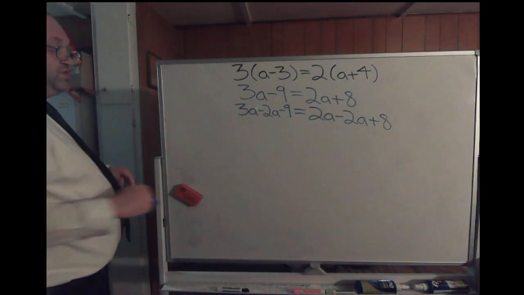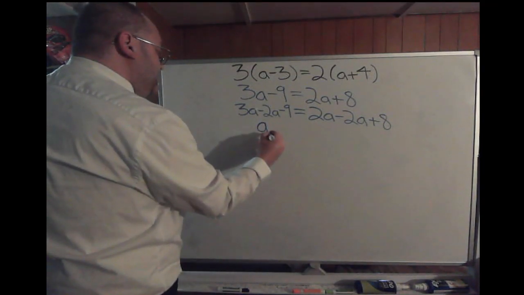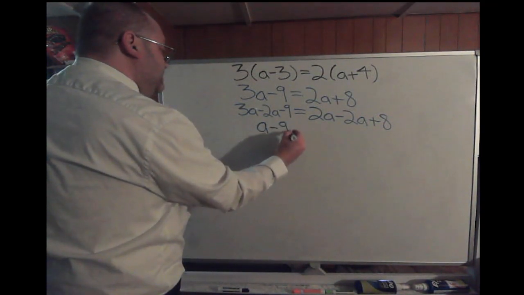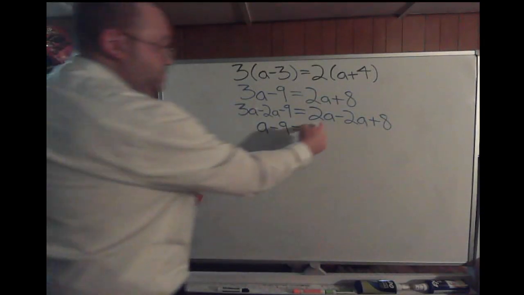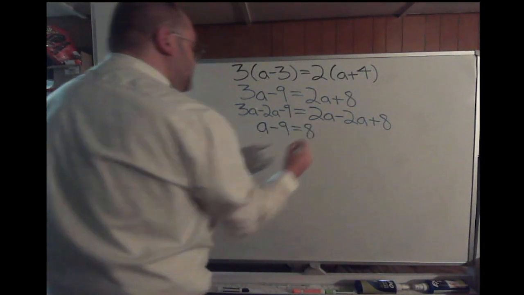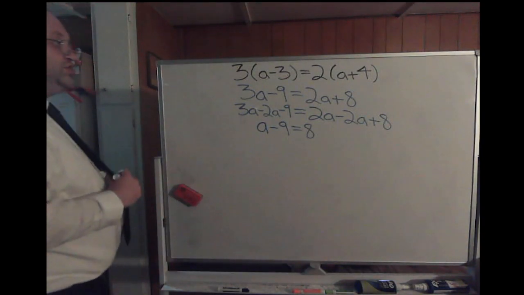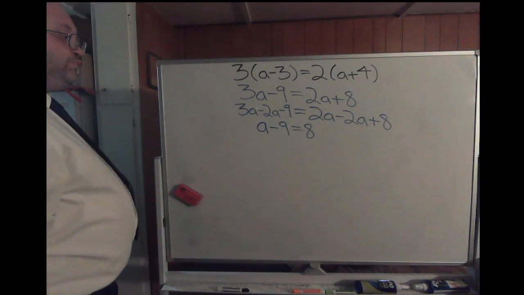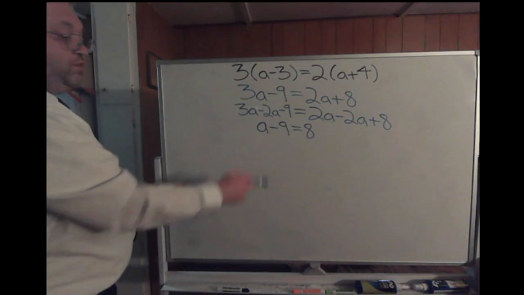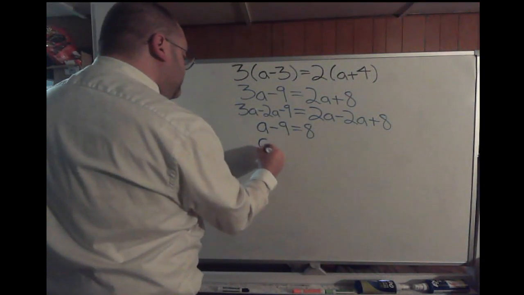So we'll start with the left side. 3a minus 2a, that's simply a. Then you have a minus 9 is equal to, what, 2a minus 2a, that's 0. Then you just have that positive 8. So now you're left with a minus 9 equals 8. This doesn't look too bad to solve at all. You have a minus 9, you want to get a by itself.